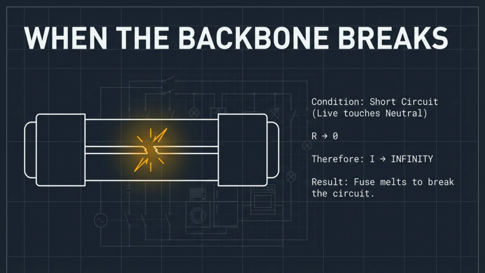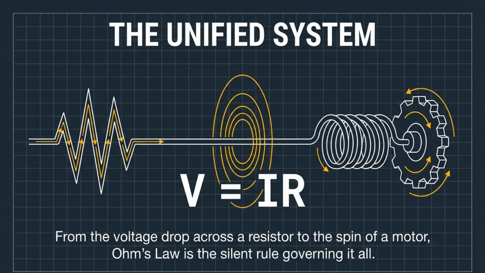This causes the current to approach infinity, leading to dangerous conditions. A fuse prevents damage by melting and breaking the circuit. Ohm's law, V equals I times R, is the silent rule governing the unified system of energy. It underlies everything, from the voltage drop across a simple resistor to the powerful spin of an electric motor.